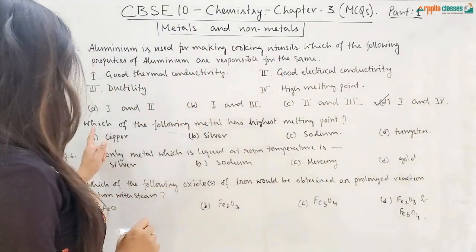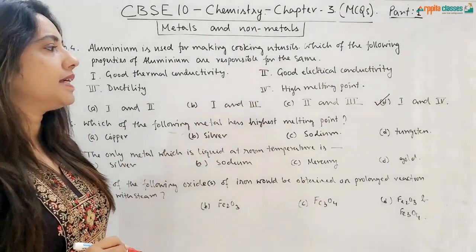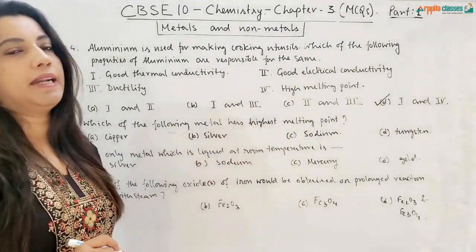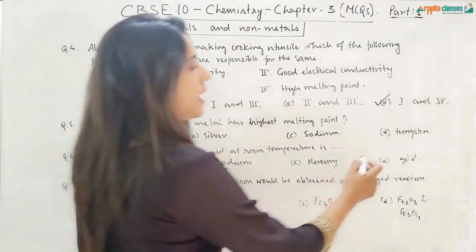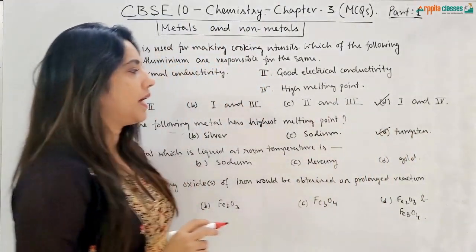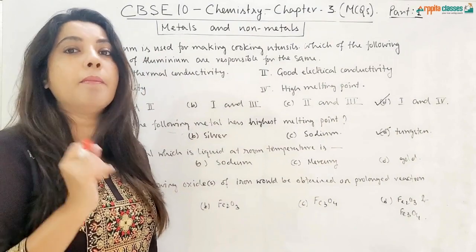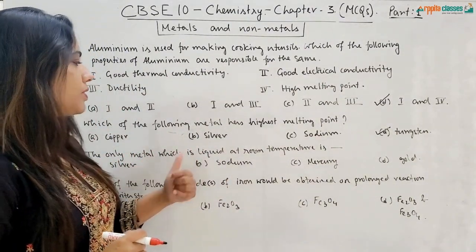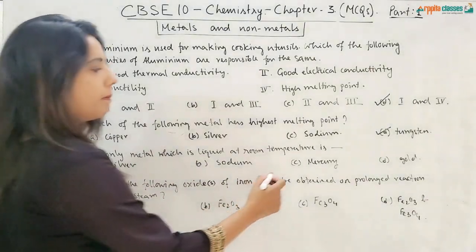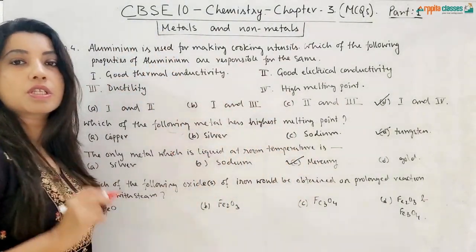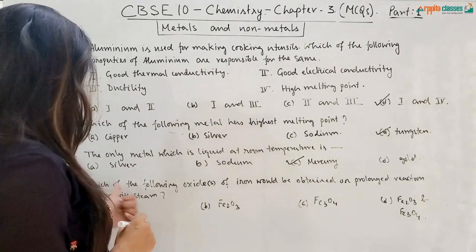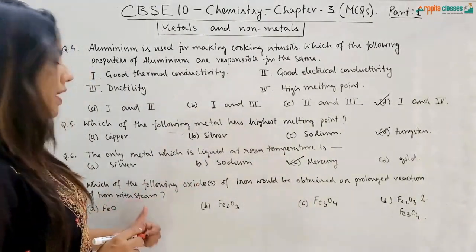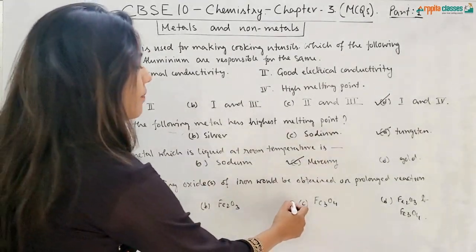Next question is, which of the following metals has the highest melting point? Options are copper, silver, sodium and tungsten. We know that tungsten has the highest melting point and that is the reason it is used in the filament of a bulb. Okay. Next is, the only metal which is liquid at room temperature is mercury. Which of the following oxides of iron would be obtained on prolonged reaction of iron with steam? The answer is Fe3O4.